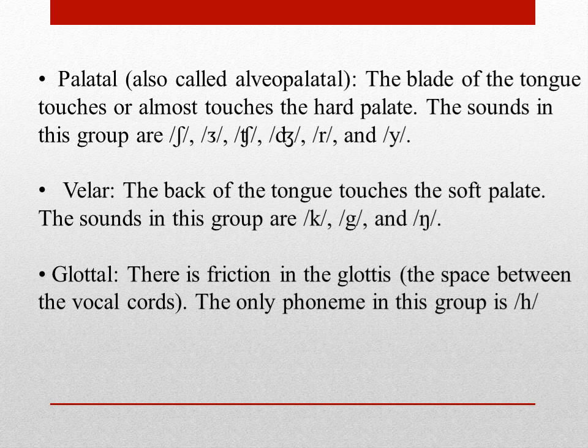And then there is the glottal area. There is friction in the glottis, that is the space between the vocal cords. So it's located inside your throat area. The only phoneme in this group is h. When you pronounce h, you come to know that it is pronounced from the glottal area. That's why this sound is called glottal.